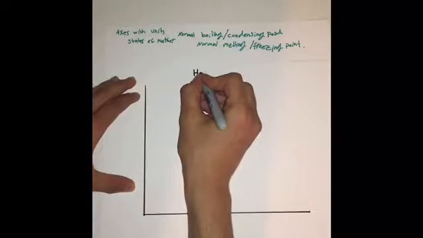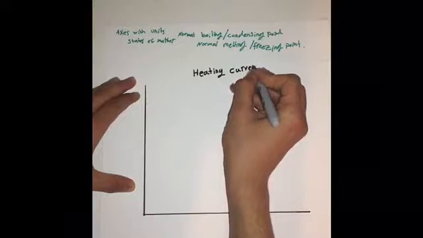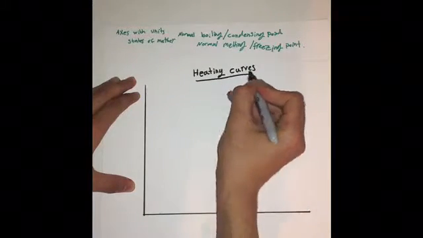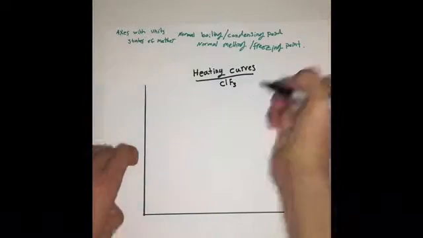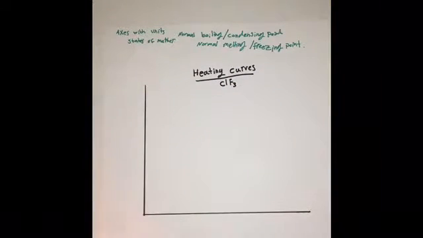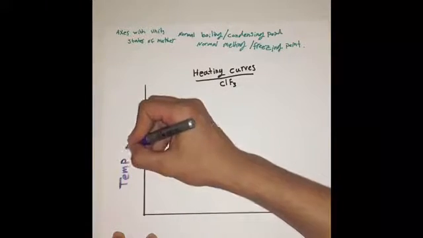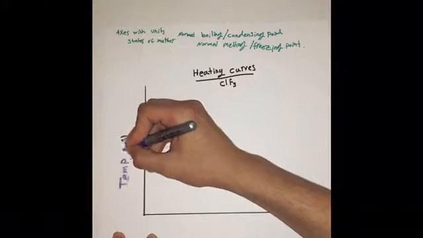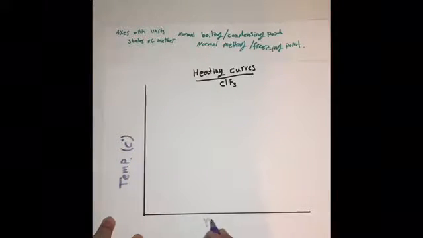In this video, I'm gonna be talking about heating curves, which in this case, I'm gonna be talking about ClF3. So first, let's begin labeling the x-axis and the y-axis. The y-axis is temperature, and the variable for the x-axis is time, which is heat added over time.